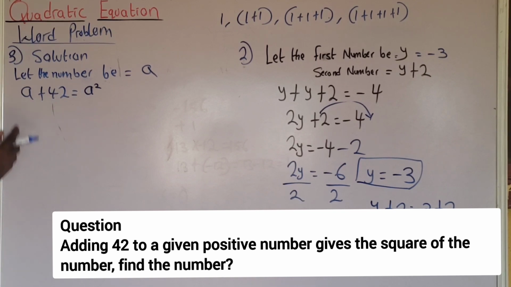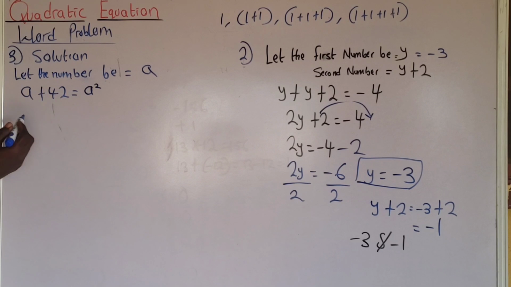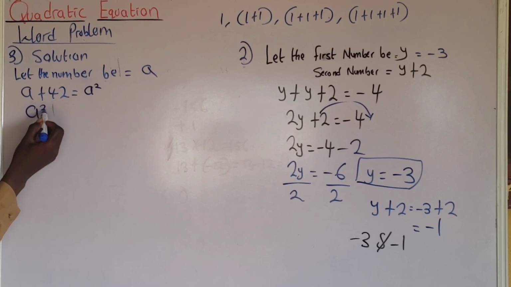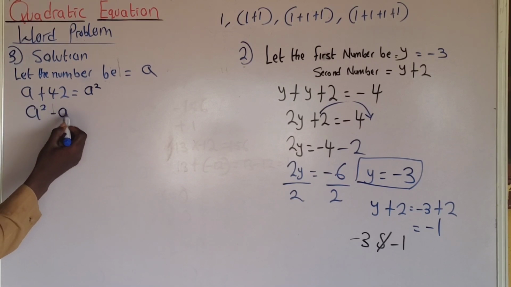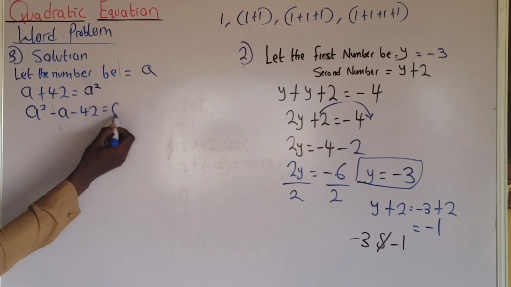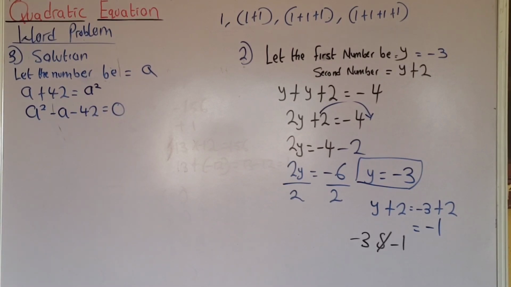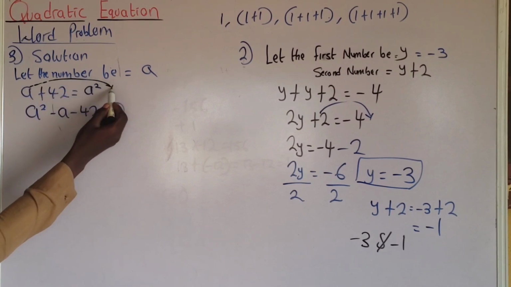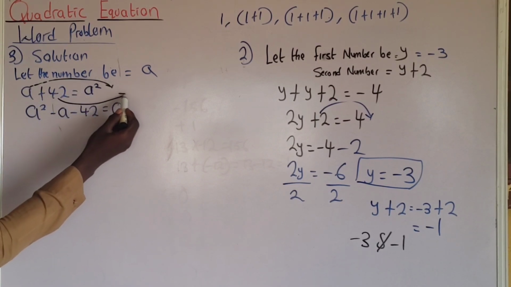Now, from this point, this is a quadratic equation because the highest power of the unknown is 2. So I'm going to collect the right-hand side and have a squared minus a minus 42 is equal to 0. You know what I did? I just moved this a to the other side of the equation, and I moved this 42 to the other side of the equation.